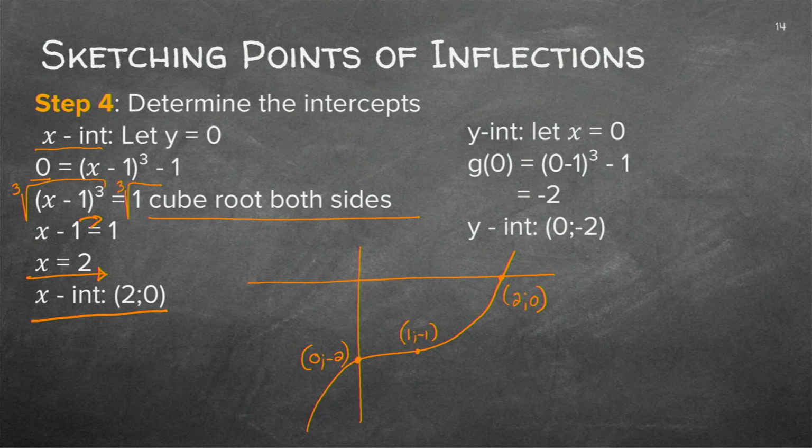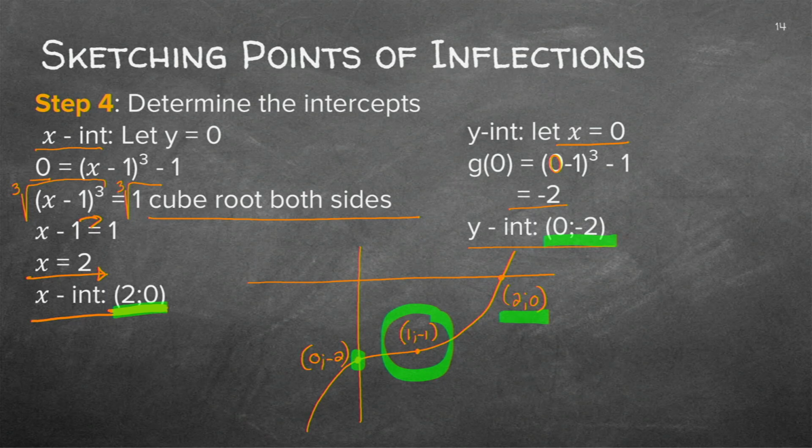Your y-intercept, let x be 0. You fill your 0 in everywhere there's an x. And your answer is minus 2. And I've just also sketched it. You know what your form looks like, so it's easy. So (0, minus 2), that is your point there. And your inflection is (1, minus 1).